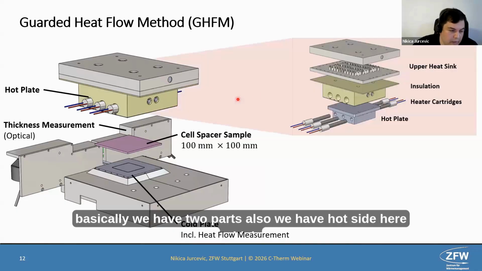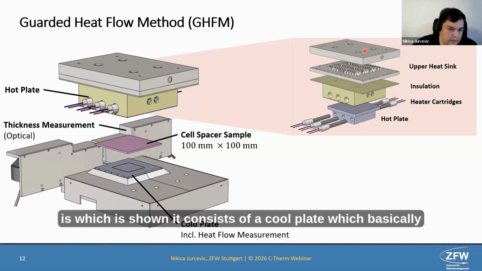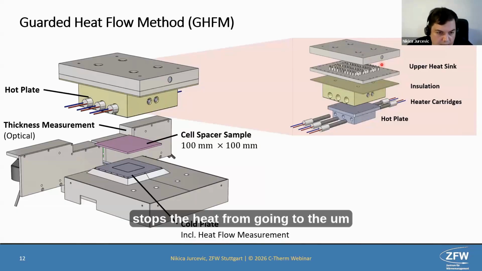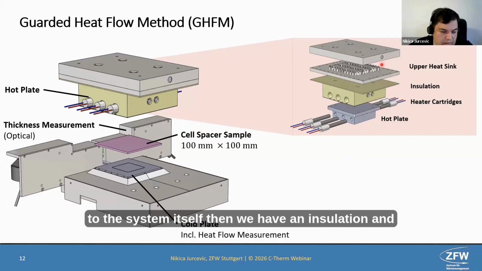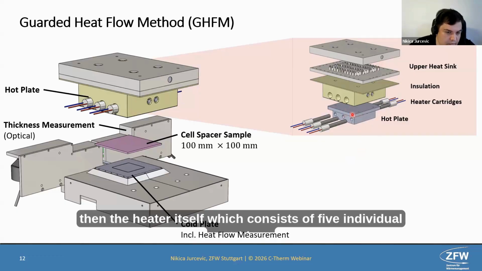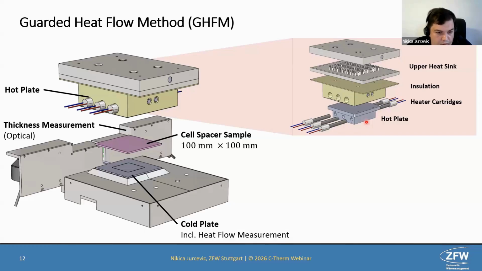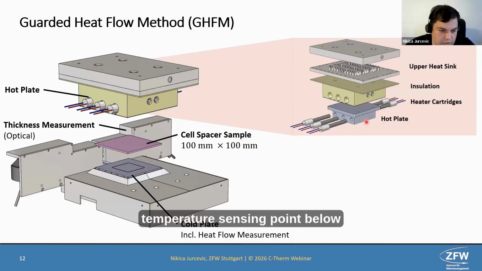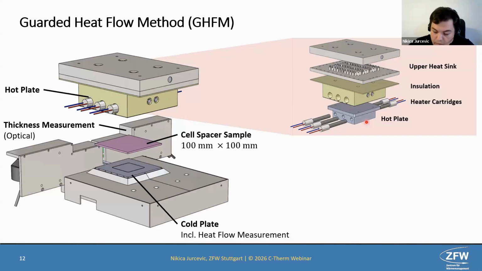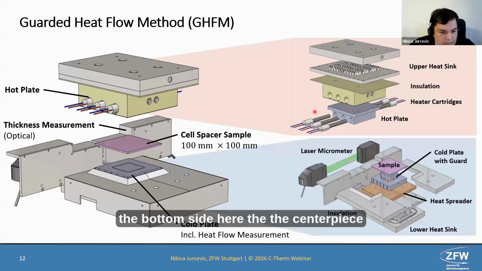So basically we have two parts also. We have a hot side here, which is shown. It consists of a cool plate, which basically stops the heat from going to the system itself. Then we have an insulation, and then the heater itself, which consists of five individual cartridges, which are controlled individually to each temperature sensing point below. Then we have the bottom side.